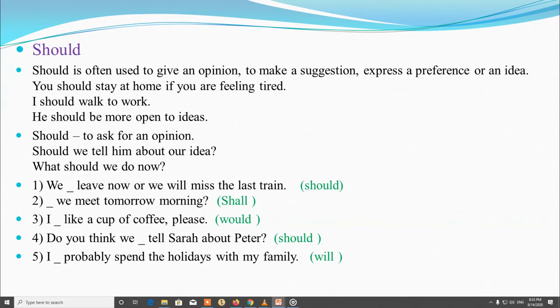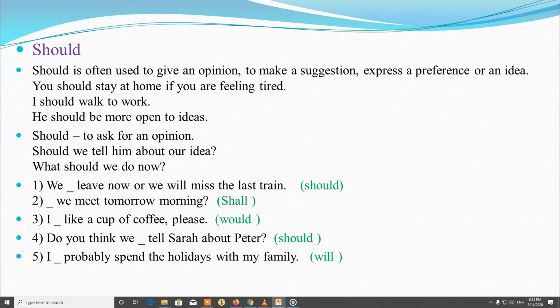And should is often used to give an opinion, to make a suggestion, express a preference or an idea. For example, you should stay at home if you are feeling tired. I should walk to work. He should be more open to ideas.